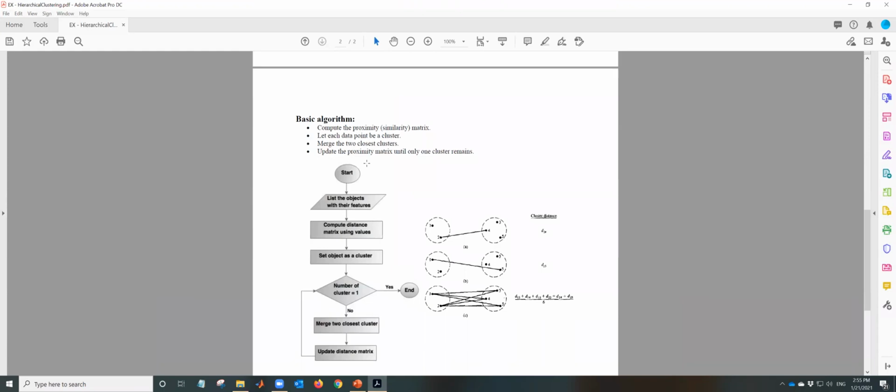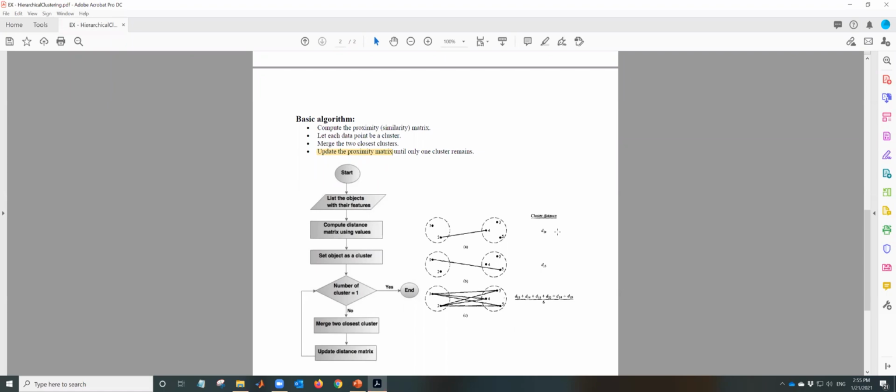And the algorithm is like this. Compute the proximity matrix, where each data point is a cluster, and merge the closest clusters. Now the key here is to update the proximity matrix. Now you have already formed the clusters. How do you calculate the distance between two clusters? You can use 3 different ways to do it: single linkage, complete linkage, and average linkage. So the key part is how to update.